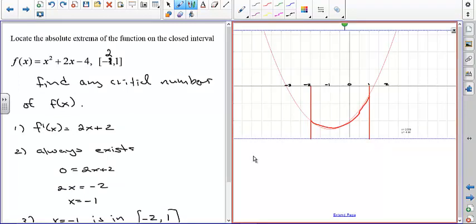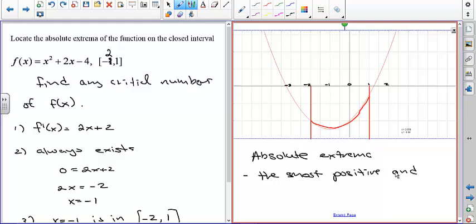So when I mention the word absolute extrema, it's the most positive and most negative value for the function on the interval.